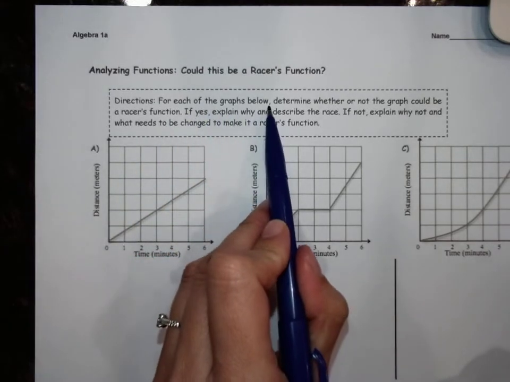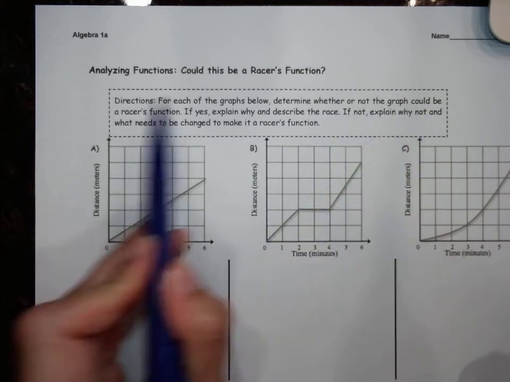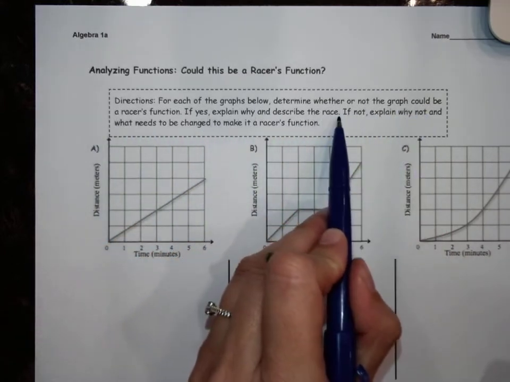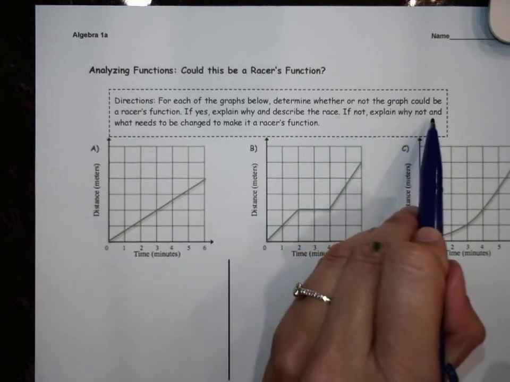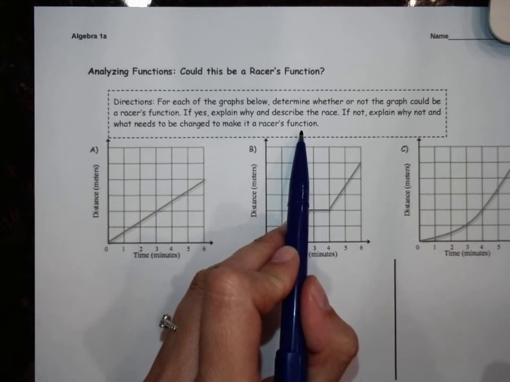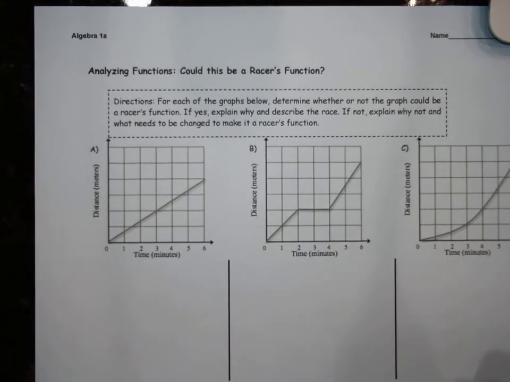So for each of the graphs below, determine whether or not the graph could be a racer's function. If yes, explain why and describe the race. If not, explain why not and what needs to be changed in order to make it a racer's function.